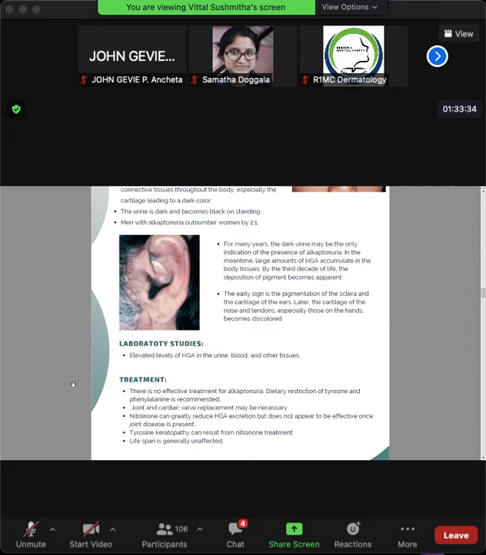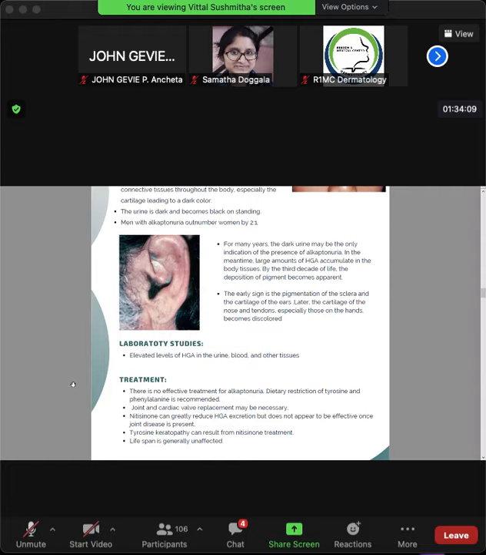For many years, the dark urine is the only indication of the presence of alkaptonuria. In the meantime, a large amount of HGA accumulates in the body tissue, and by the third decade of life, the deposition of the pigments becomes apparent. The early sign is pigmentation of the sclera and the cartilage of the ears. Later, the cartilage of the nose and the tendons, especially those on the hands, become discolored.